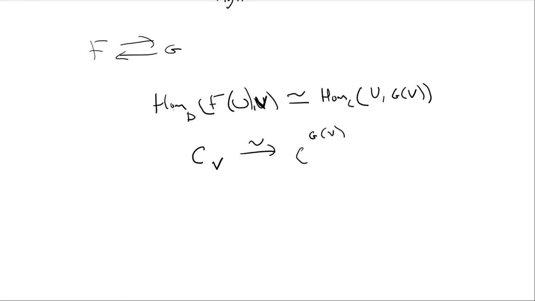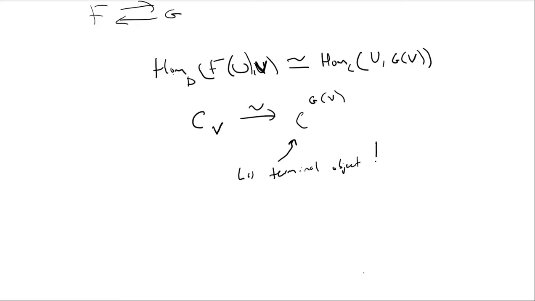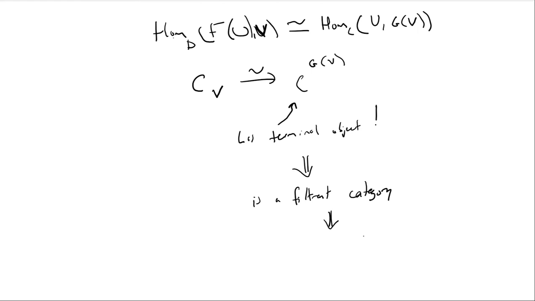But the important thing about this equivalence is that this category has a terminal object, namely the identity map, or the identity between G of V's. And so this makes it a filtering category. Oops, sorry about that. And this is our definition of exactness, or at least right exactness. So that finishes the proof of this proposition.